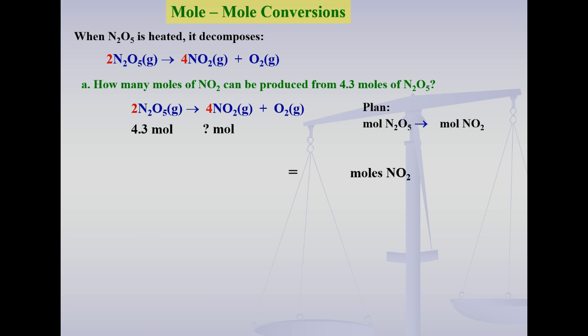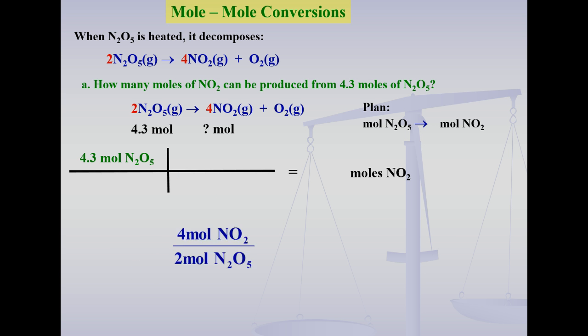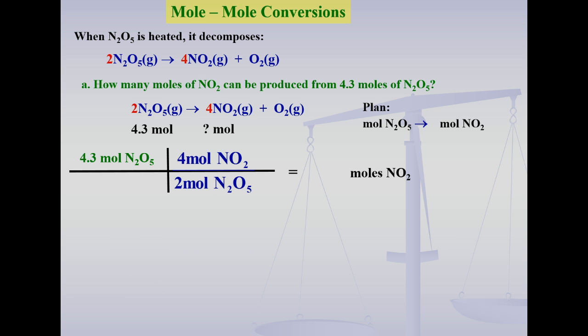Solve the problem. Start with your given, 4.3 moles of dinitrogen pentaoxide. Multiply by your conversion factor with the unknown unit on the top. From our balanced equation, you have 4 moles of nitrogen dioxide over 2 moles of dinitrogen pentaoxide. Divide out your common unit, do the math, round to the correct number of sig figs, and your answer is 8.6 moles of nitrogen dioxide.